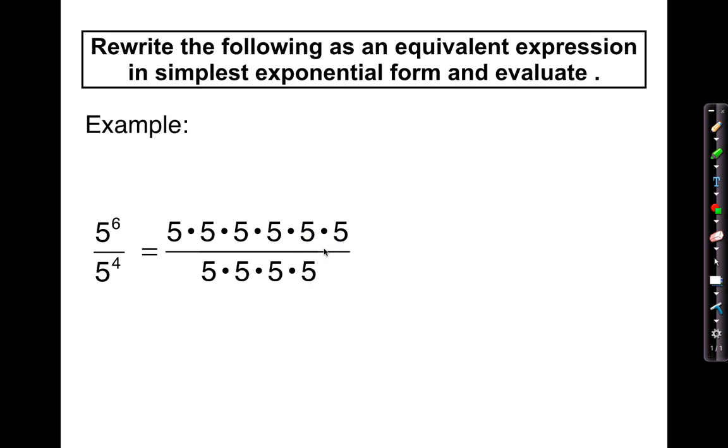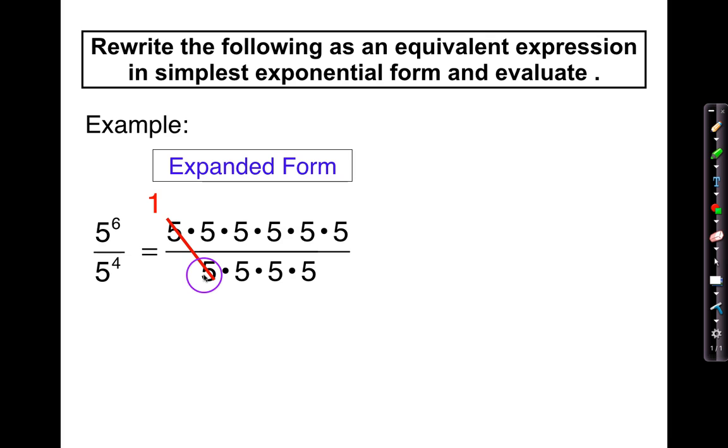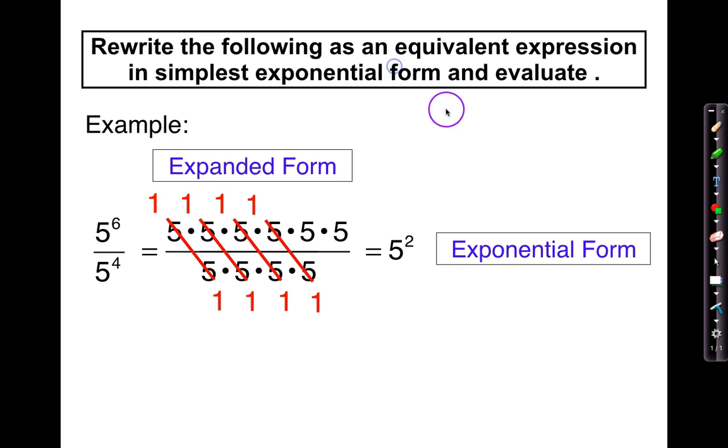Now, immediately, what my brain starts to think of is, hey, I'm going to cross-cancel it because I can reduce. So I will do that. Both these two can be reduced by a 5, so we're going to do that. And I'm going to do that until I can't anymore, which then leaves me with 5 squared. Here would be my exponential form, okay?